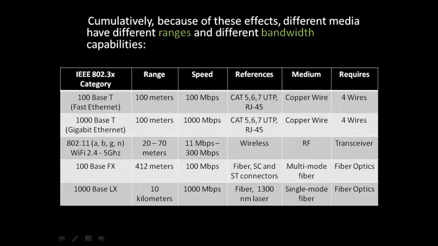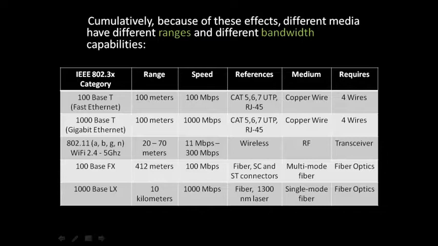Now the third row is something completely different. Wireless, or 802.11 A, B, G, or N, also known as Wi-Fi, operates in a frequency range between 2.4 and 5 gigahertz. It has a range of between 20 and 70 meters, depending on its frequency. It has a speed of between 11 megabits per second to 300 megabits per second, depending on whether it's A, B, G, or N. It's referenced as wireless or Wi-Fi. The medium is RF, and it requires a transceiver.